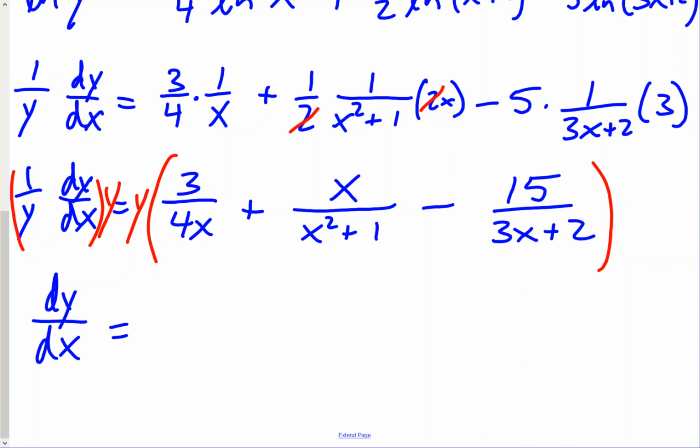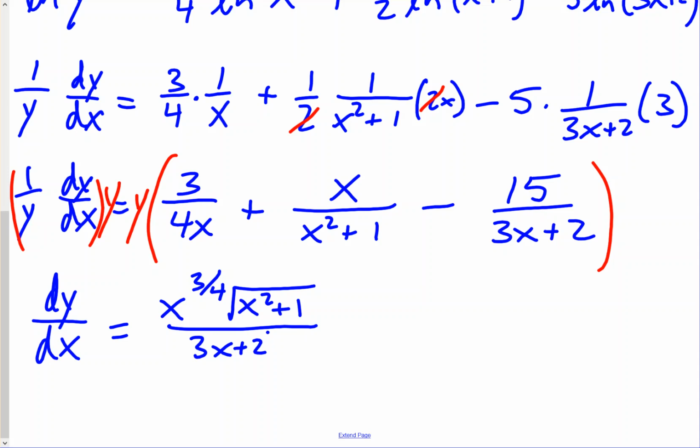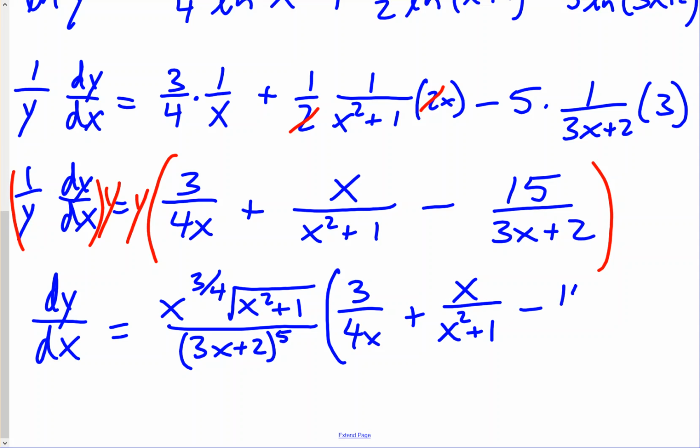Okay, so that would be x to the 3/4 times the square root of x squared plus 1 over 3x plus 2 to the fifth times 3 over 4x plus x over x squared plus 1 minus 15 over 3x plus 2. And that would be it. That would be the final answer.